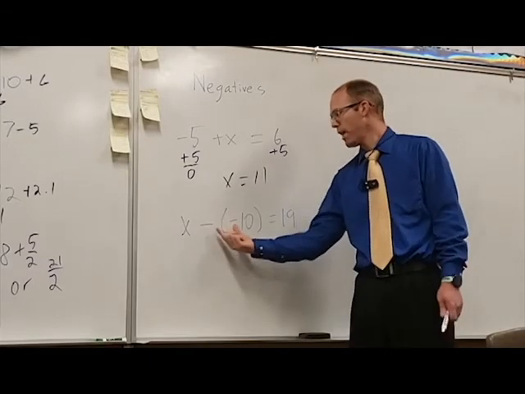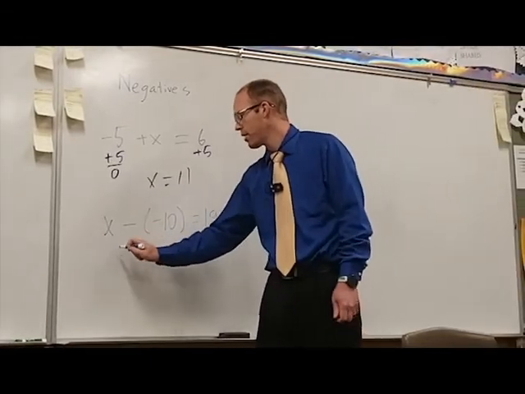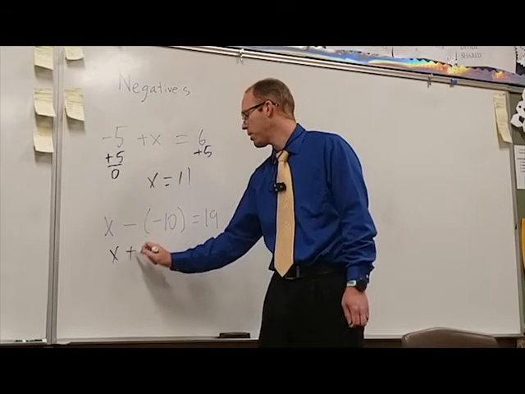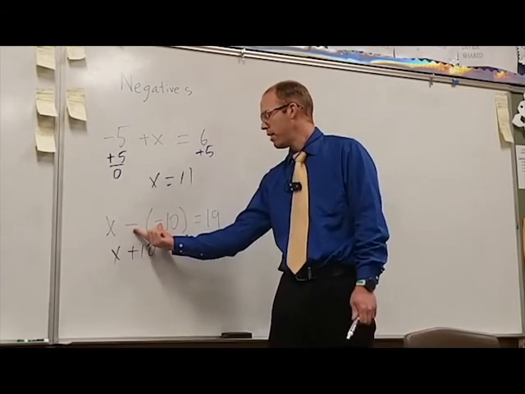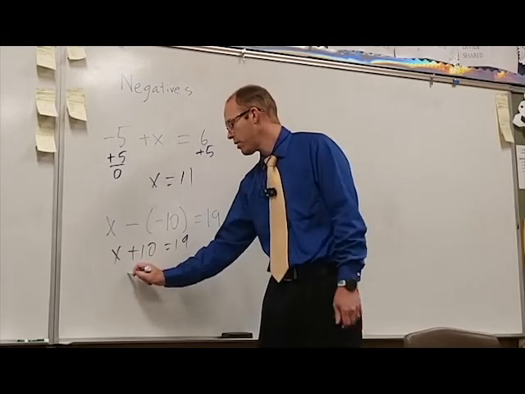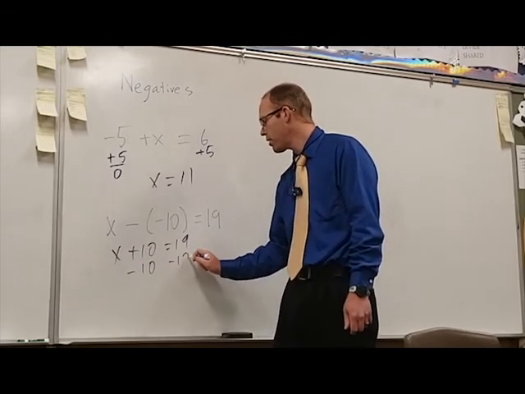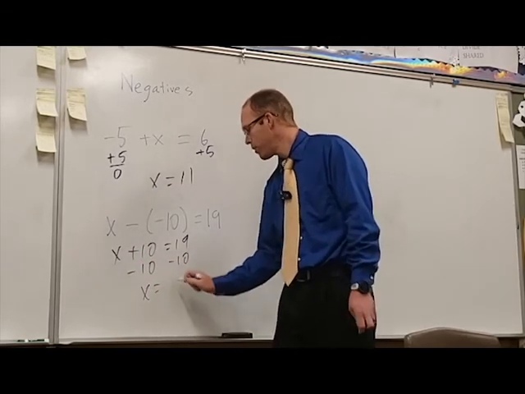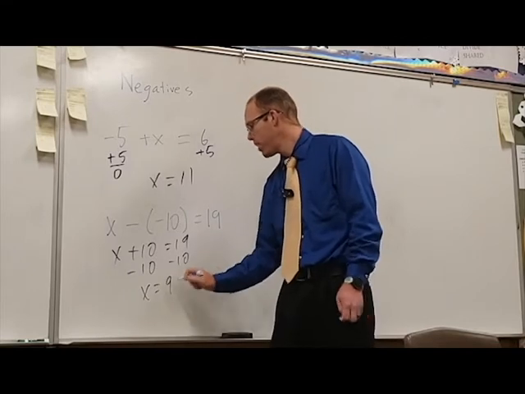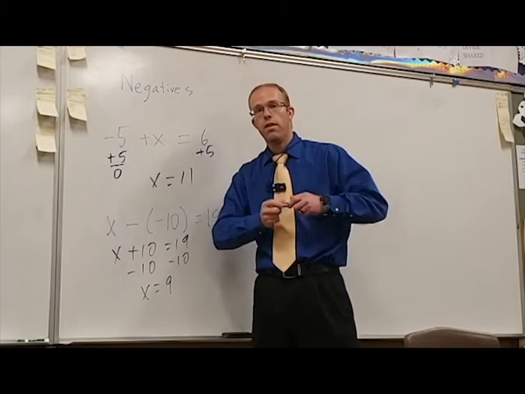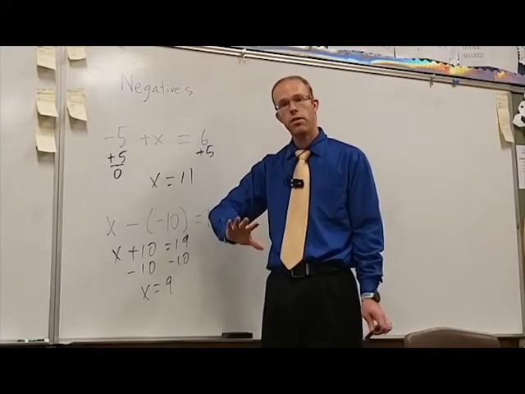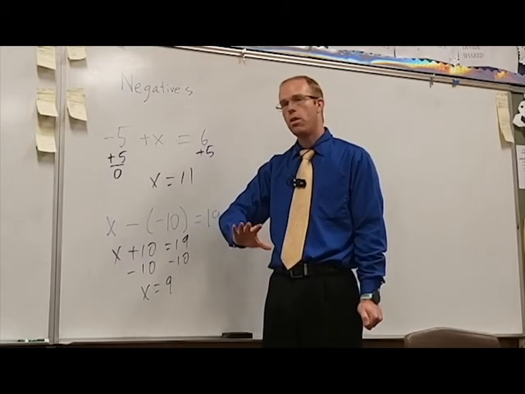And if I subtract a negative, that's the same thing as adding. So I'm going to rewrite this as x plus 10 equals 19. And if we rewrite that as addition, we now see that we need to subtract 10 from both sides to get x equals 9. Addition and subtraction are inverses of each other. They will be used to eliminate each other in equations for mathematics.